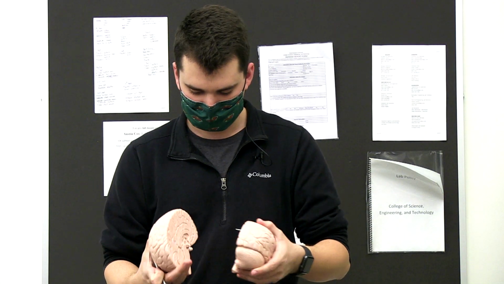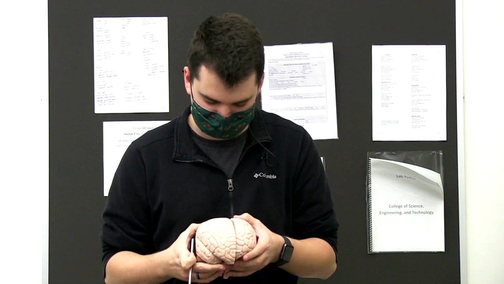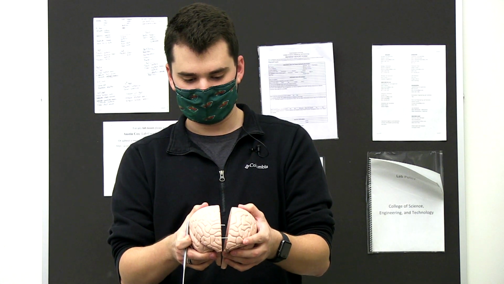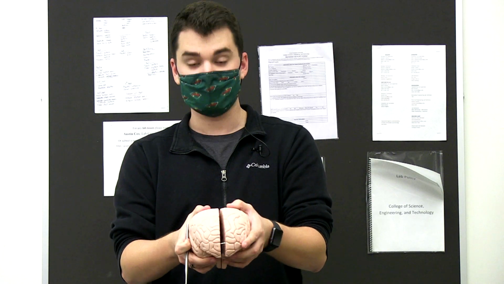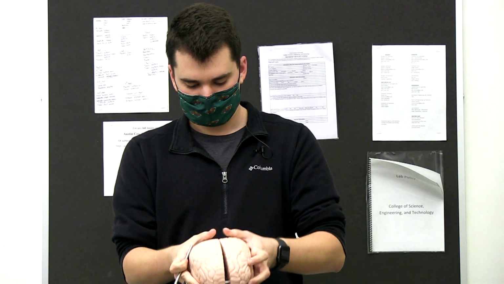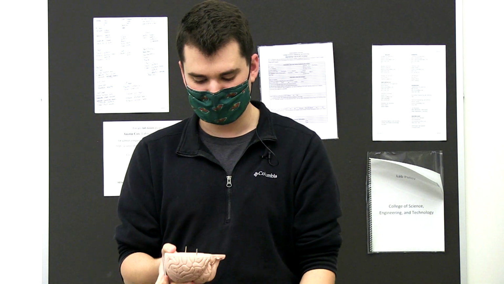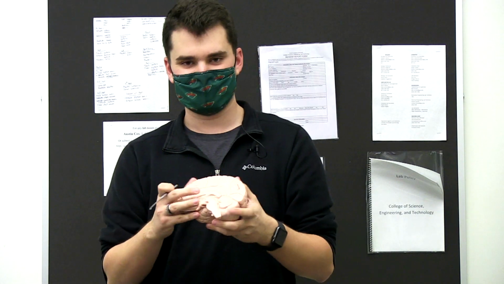Let's talk about some structures on the inside of the brain. You'll see all I did here, I was never much good at puzzles, all I did here was pull our brain into its separate hemispheres. So, we're going to open up the brain, and we're looking at the inside of the right hemisphere. A couple important structures on the inside of the right hemisphere.